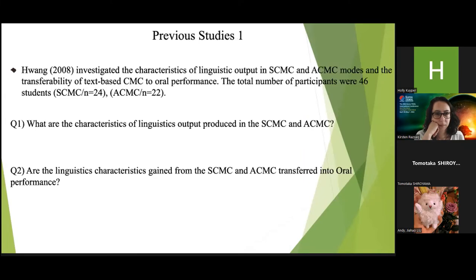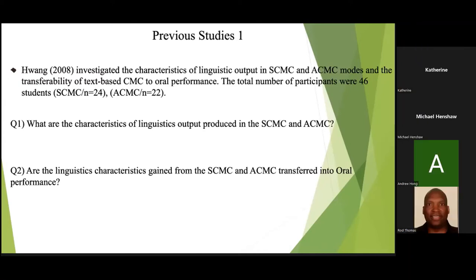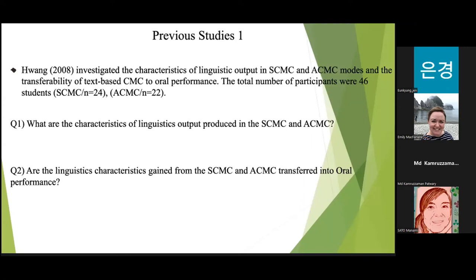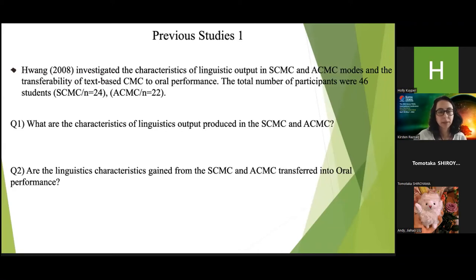Then I'm going to talk about three previous studies. The first one is from 2008, a study conducted in Korea. It investigated the characteristics of linguistic output in SCMC and HMC modes, and the transferability of TESOL-based CMC to oral performance. The first research question is, what are the characteristics of linguistic output produced in SCMC and HMC? And the second one is, are the linguistic characteristics gained from SCMC and HMC transferred into oral performance?